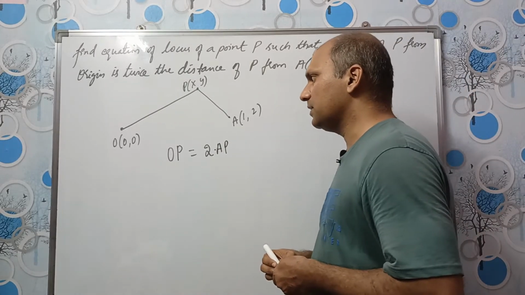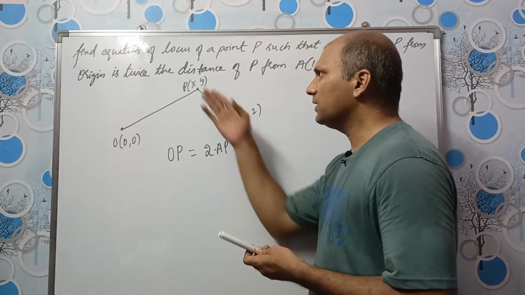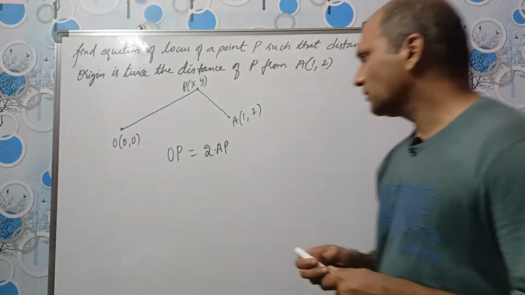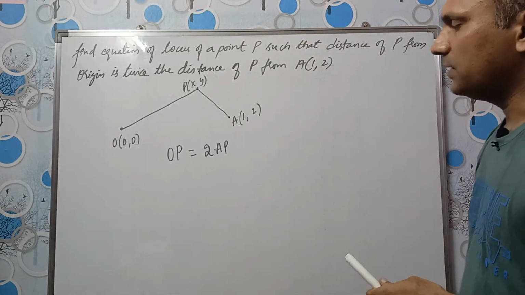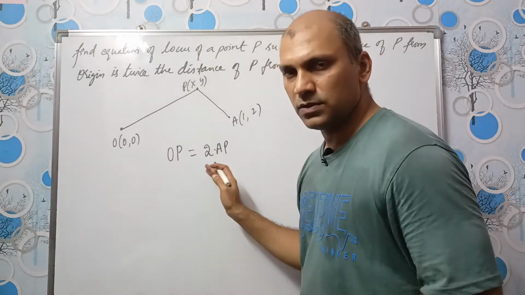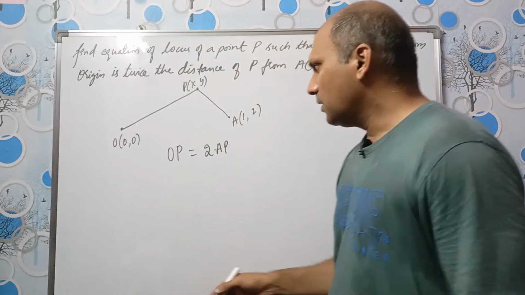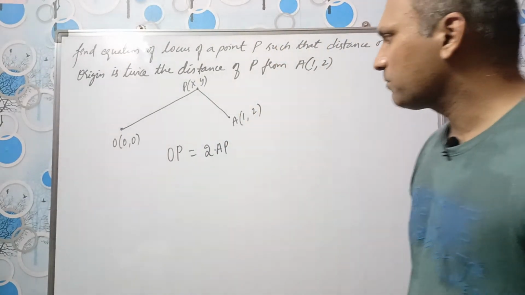This is the geometrical condition given to us. We need to find the locus of this point. Alright, let us go ahead and find the locus. We can square on both sides now also. We'll square it in the next step.